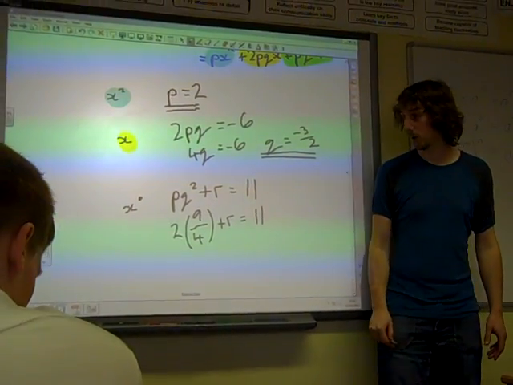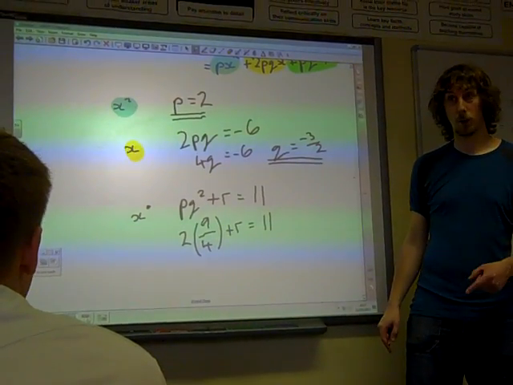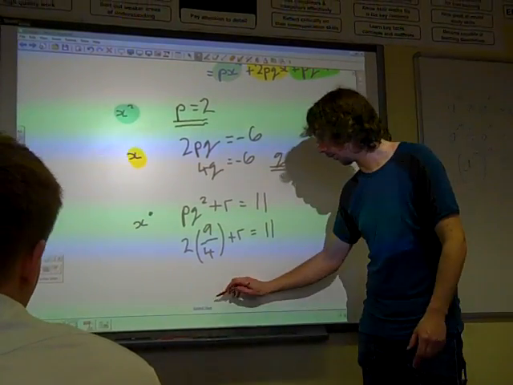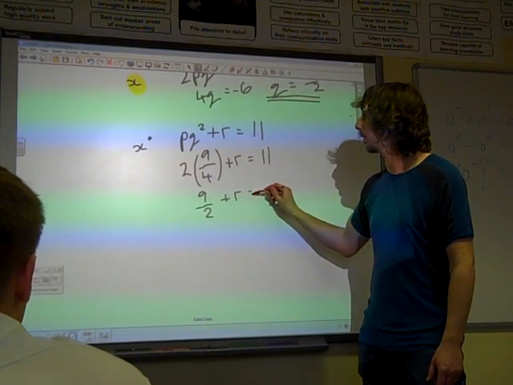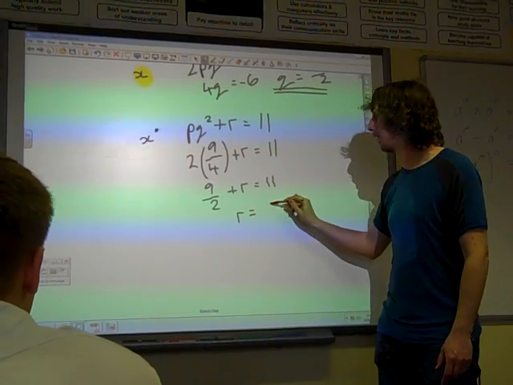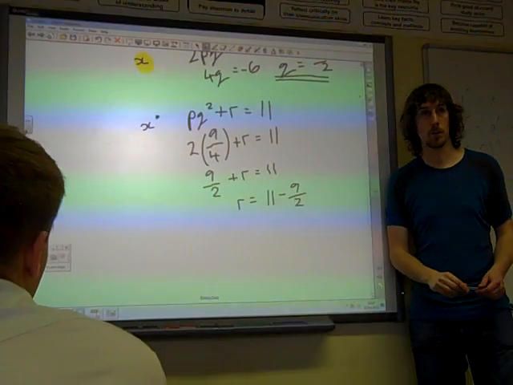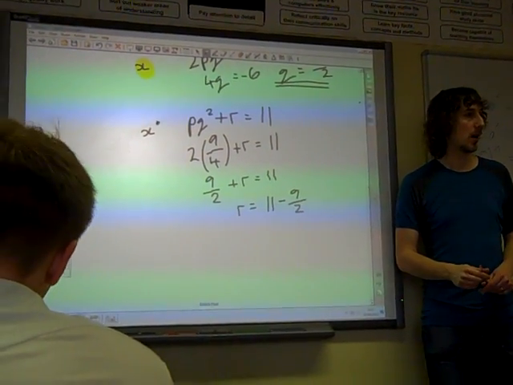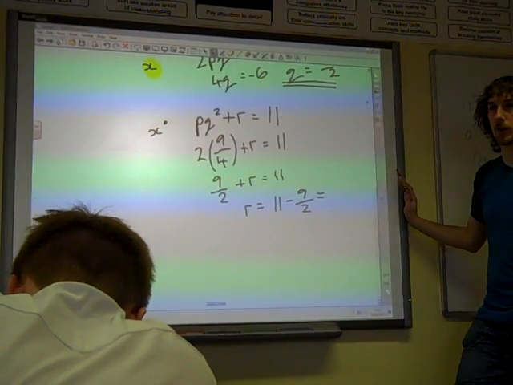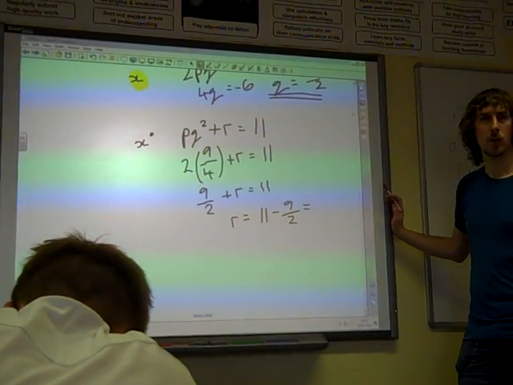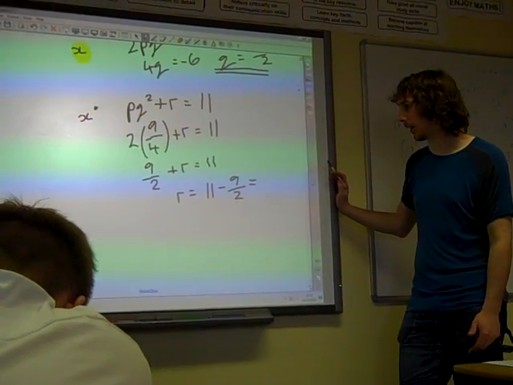Okay. 2 lots of 9 over 4 is 9 over 2. 18 over 4, 9 over 2. So r is 11 minus 9 over 2. And well, let's keep it as a top-heavy fraction. That's going to be what, 13 over 2. 22 over 2, take away 9 over 2.